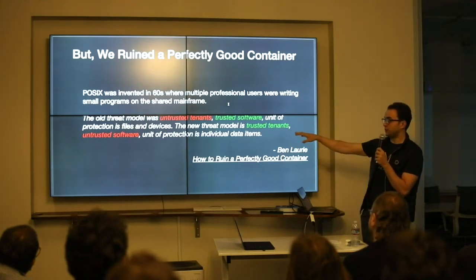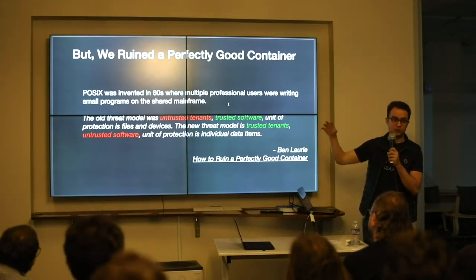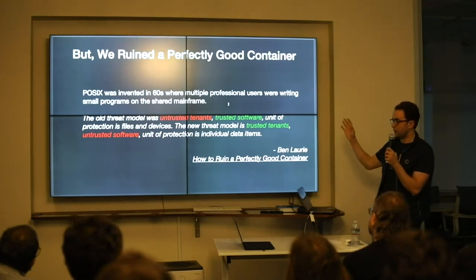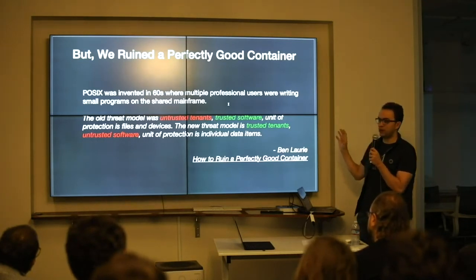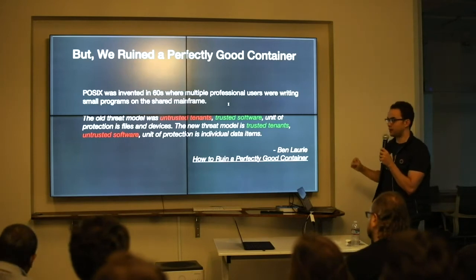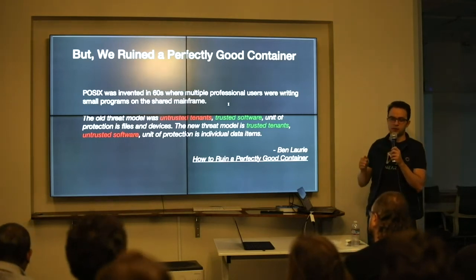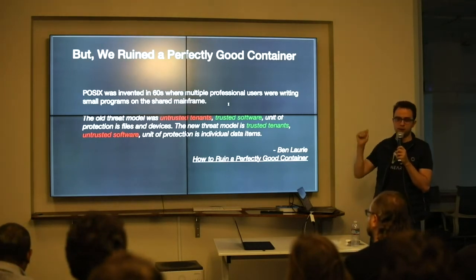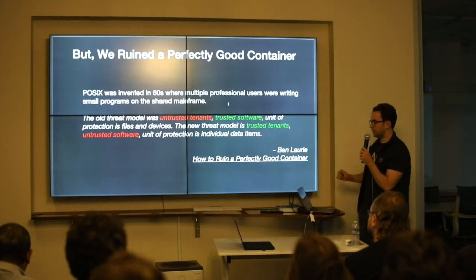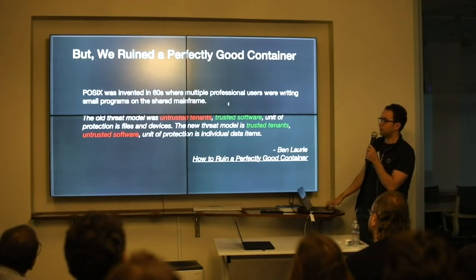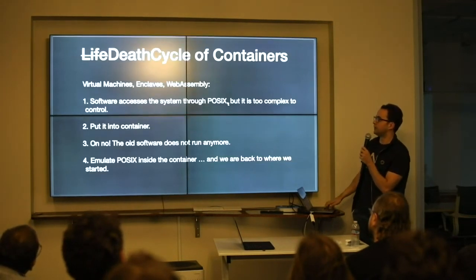And the unit of protection now also changed. Previously, it was files. You just constrain users to their home directories. Now, we want it to be higher level and more like fine-grained data items, like entries in your contact list, keys in a keychain, other things like that. So he argues that POSIX is not suitable for that.